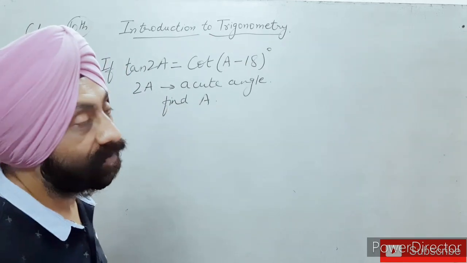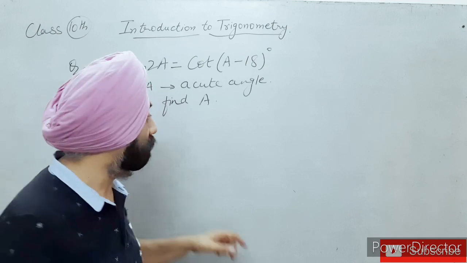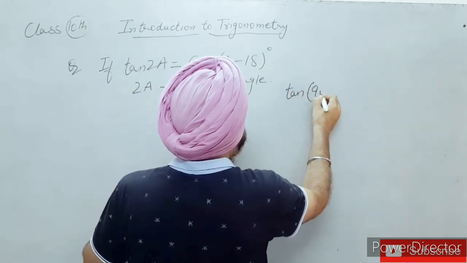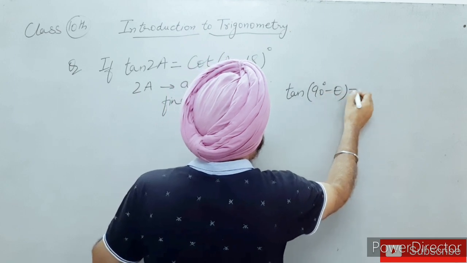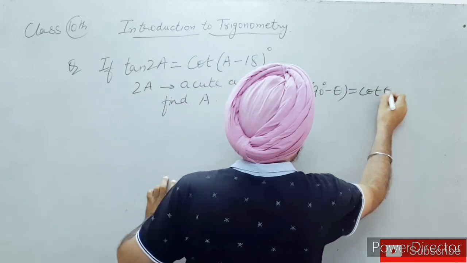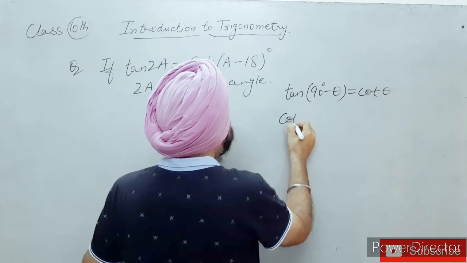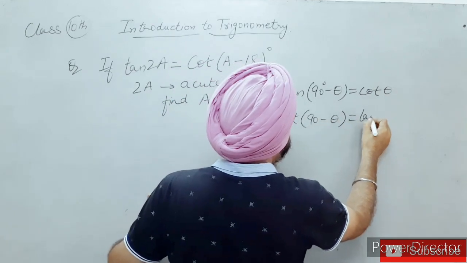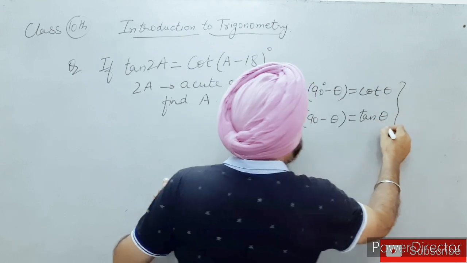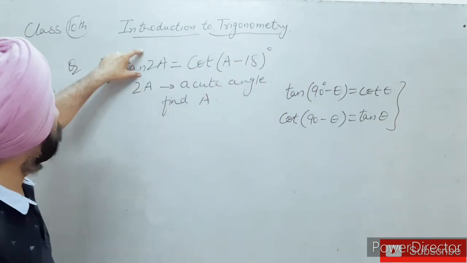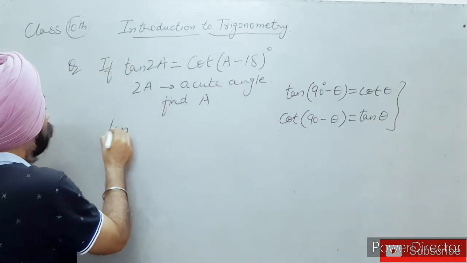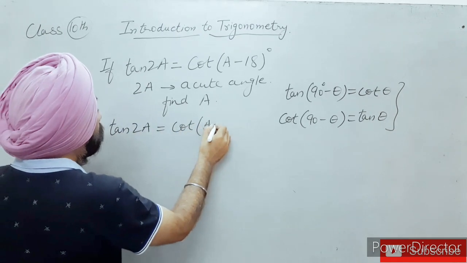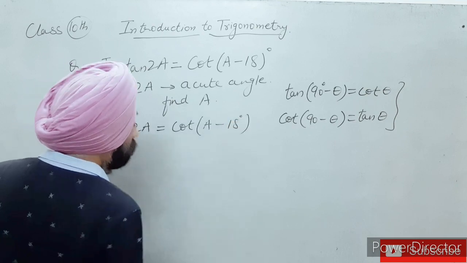I will make use of the concept of complementary angles now. That is, say tan of 90 degree minus theta, this is cot theta, or cot of 90 degree minus theta, this is tan theta. Now tan of 2a equals cot of a minus 18 degrees. This is given to us.